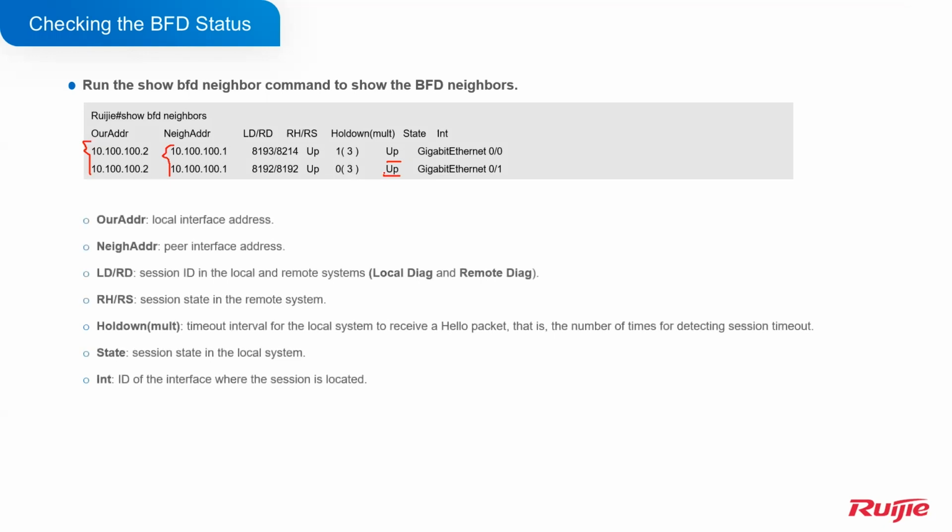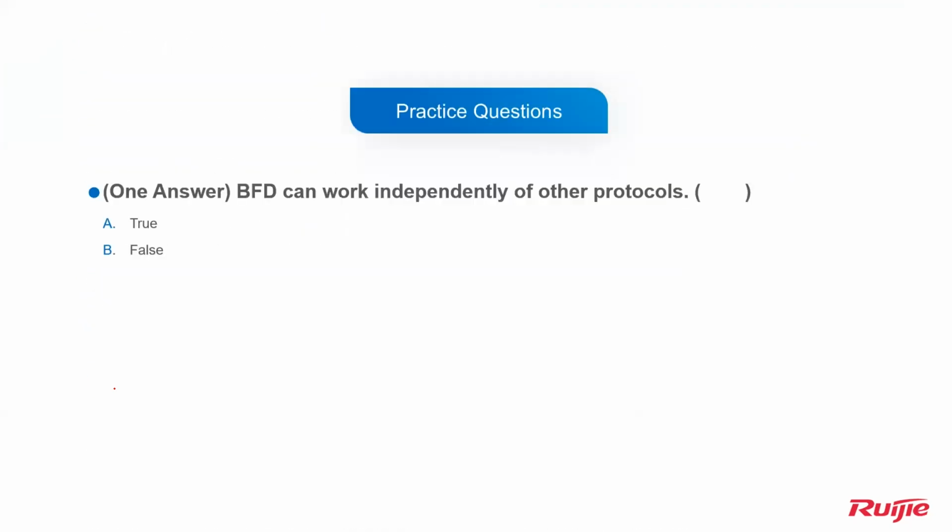And for these fields in this table, you can see our address represents the local interface address. Neighbor address obviously is a peer interface address. LD, RD is the session ID in the local and remote system. RH, RS is the session state in the remote system. And the hold down mode is a timeout interval for the local system to receive a hello packet, and that is the number of times for detecting session timeout. And the next field, state, is obviously the session state in the local system. INT is the interface, right? The ID of the interface where the session is located.